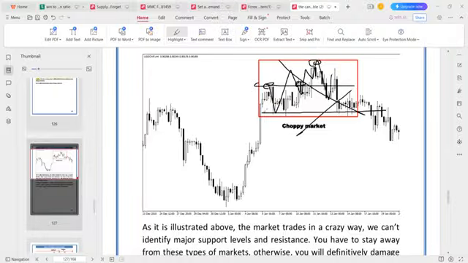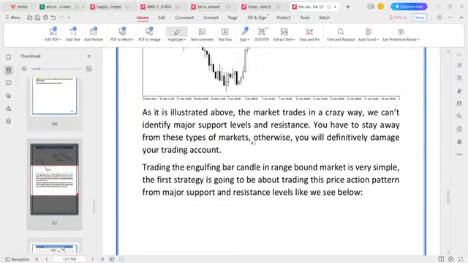That's choppy and weak. Mainly, once you see price doing that, you don't trade. As illustrated above, the market trades in a crazy way. We can't identify major support and resistance levels. You have to stay away from these types of markets. Otherwise, you will definitely damage your trading account.